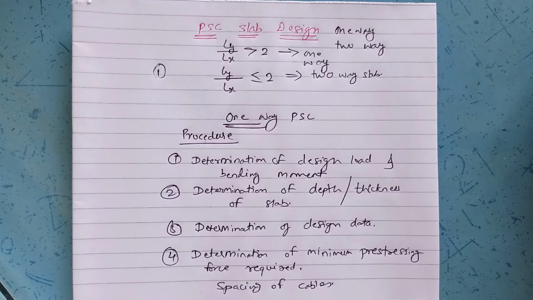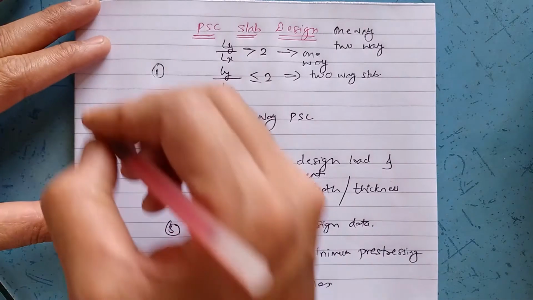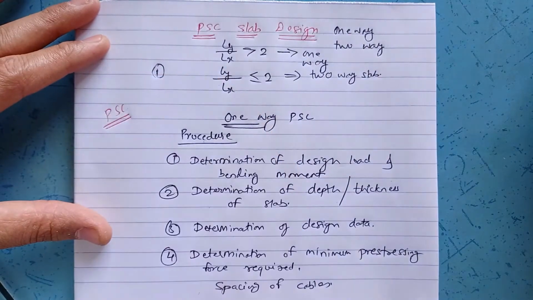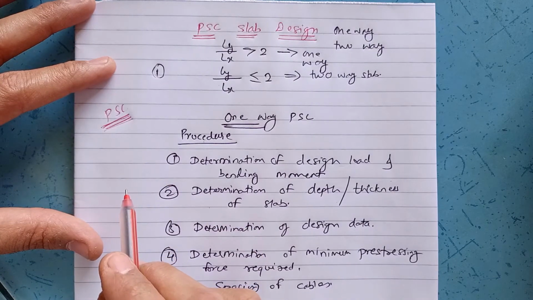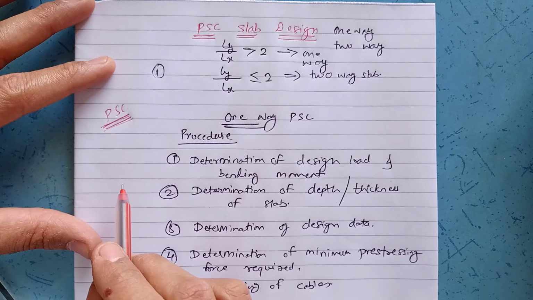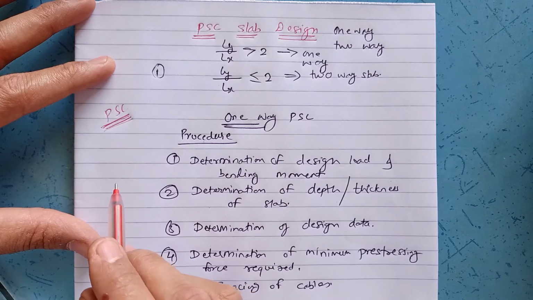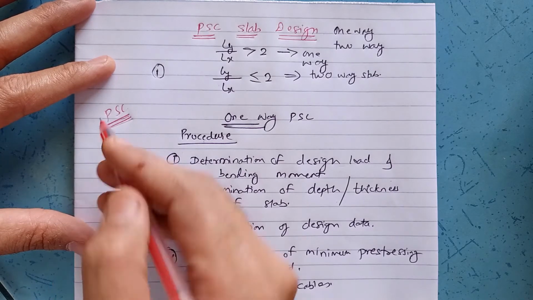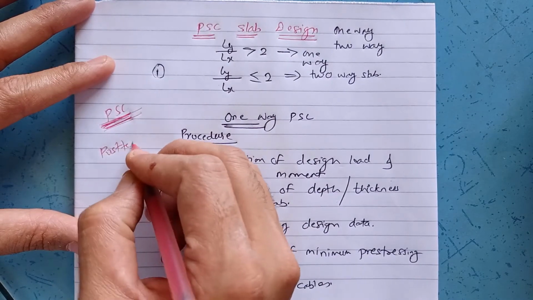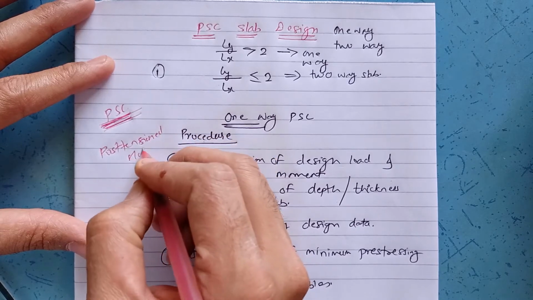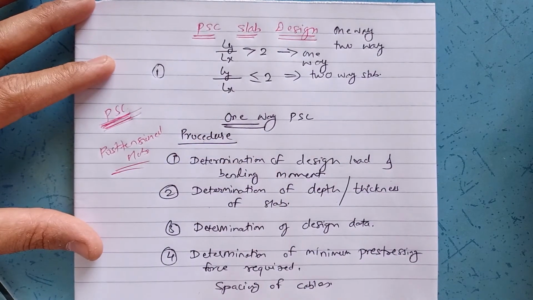Now you might be knowing the basic difference between pre-stressed concrete slab and conventional slab, and we are going to design pre-stressed concrete slab, that is PSC slab, that is post tension slab. And when large spans are to be designed or large span is required without any interruption, we go for pre-stressed concrete slab, that is nothing but post tension slab.